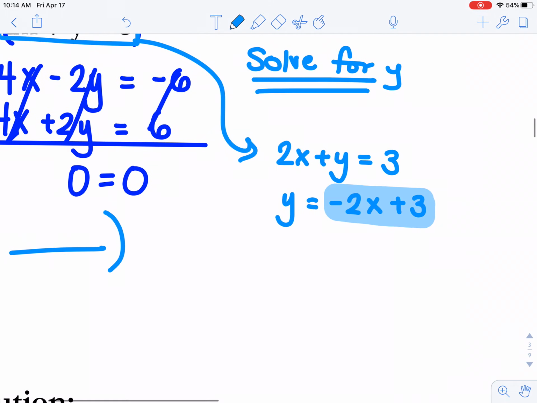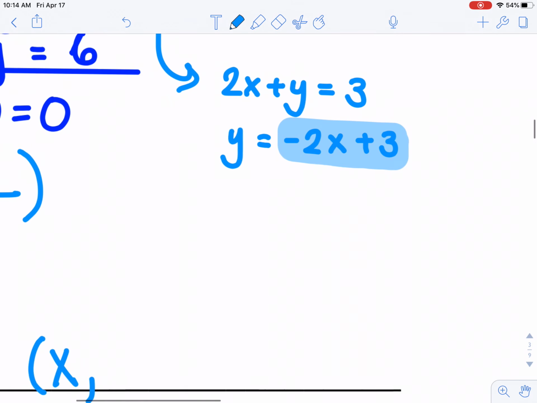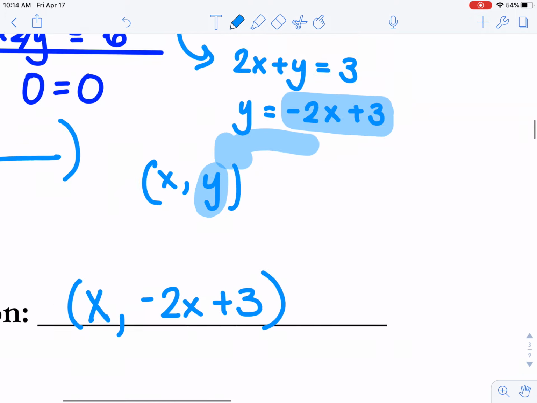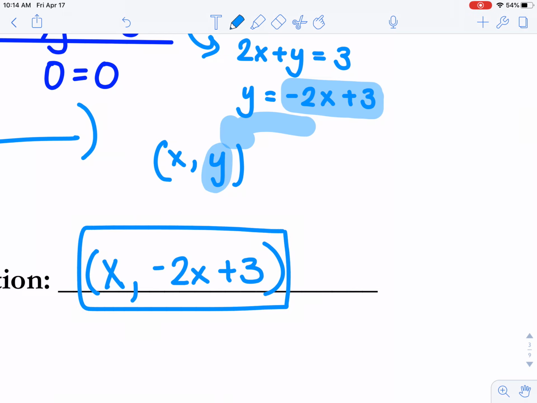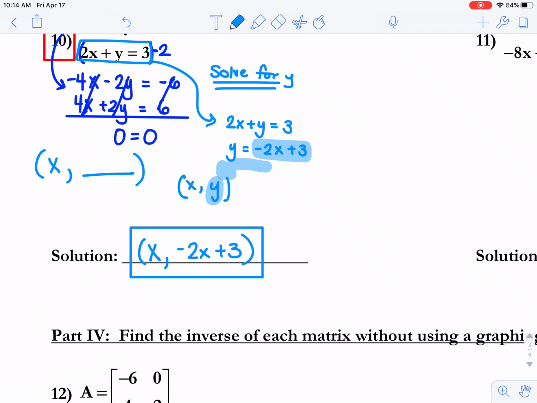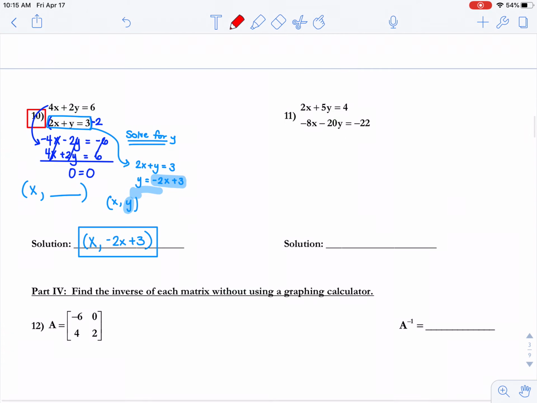So if I write x arbitrary, then the first answer would just be x, and the second answer, instead of writing x comma y, I'm going to replace y with the expression that's equivalent to it that has an x in it. So we got -2x plus 3. So this is how you would write an arbitrary solution with x arbitrary. If it asked for y arbitrary, then we would get x by itself and write the x part in terms of y. Okay, so that's the first one.